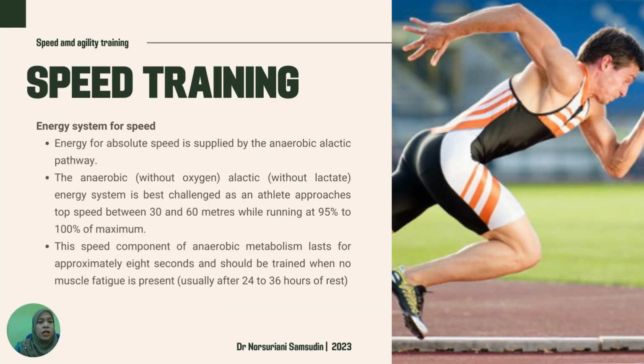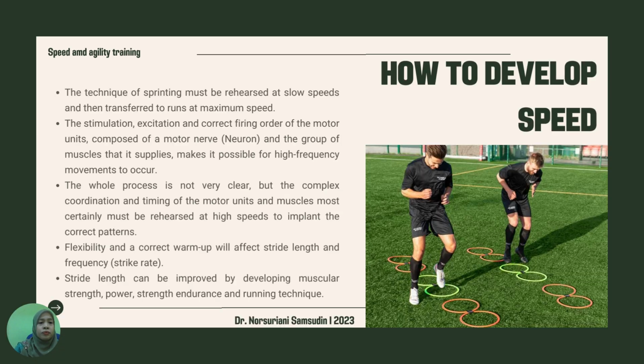Energy system for speed. Energy for absolute speed is supplied by the anaerobic lactic pathway. The anaerobic, without oxygen, lactic, without lactate, energy system is best challenged as an athlete approaches top speed between 30 and 60 meters while running at 95% to 100% of maximum. This peak component of anaerobic metabolism lasts for approximately 8 seconds and should be trained when no muscle fatigue is present, usually after 24 to 36 hours of rest.